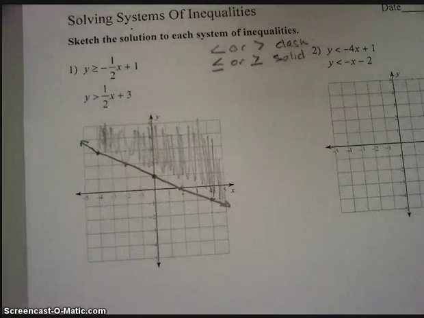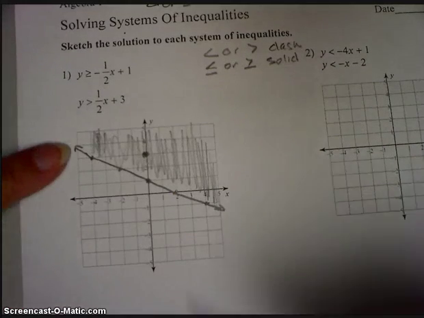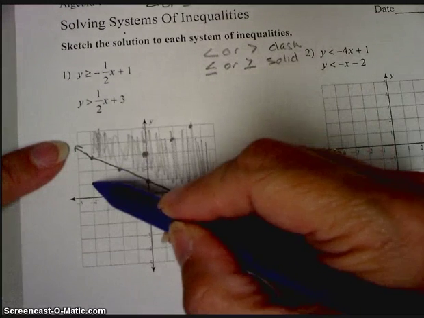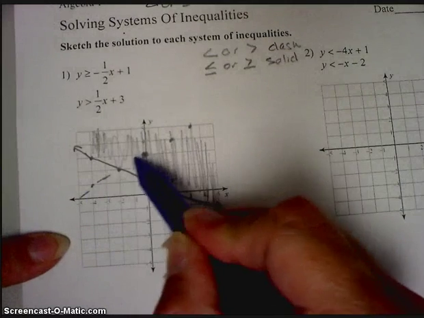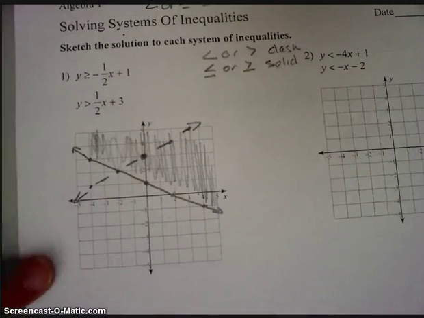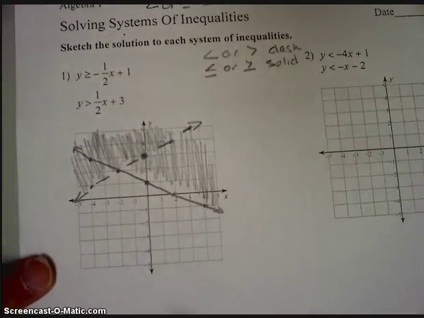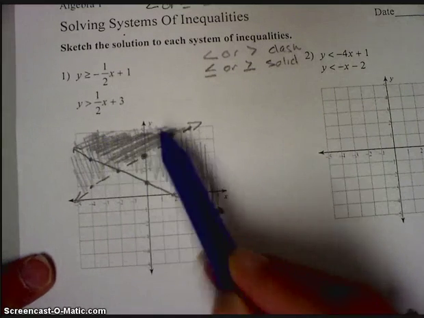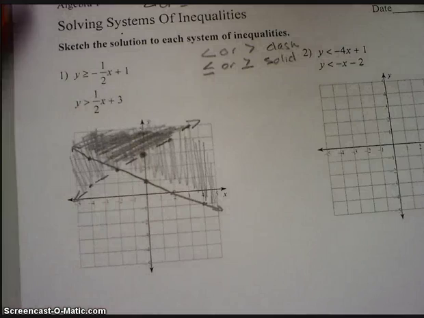Okay, let's do the second one. Y-intercept is positive 3. My slope is positive 1 over 2. So I'm going to go up 1 over 2, up 1 over 2, down 1 over 2, down 1 over 2. This one is greater than with no line underneath, so this is just going to be a dashed line going through here. It also says I'm greater than, so I'm going to shade above it this way. That tells me that my intersection is this area here, so I'm going to shade that nice and dark. That would be the solution. All the points in this shaded area satisfy both these inequalities.